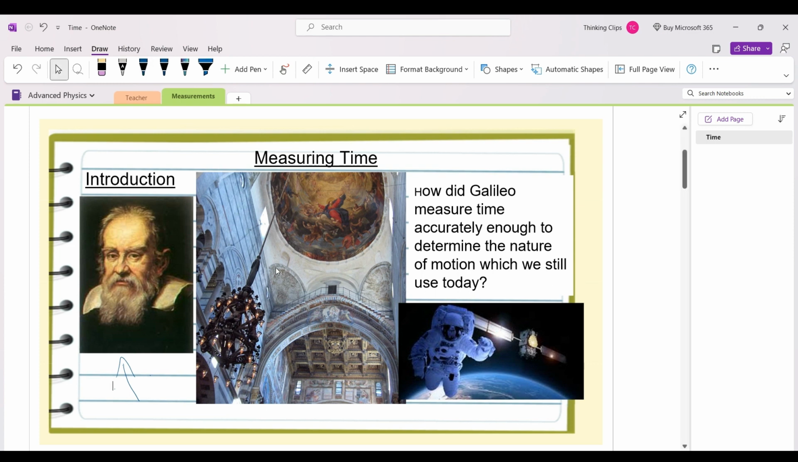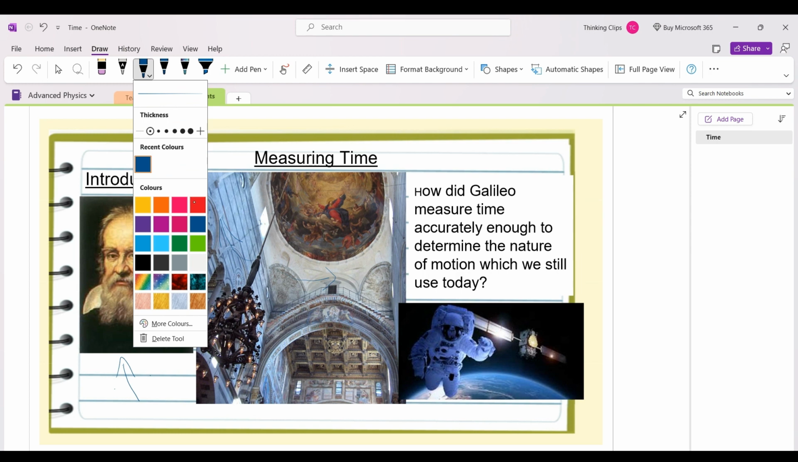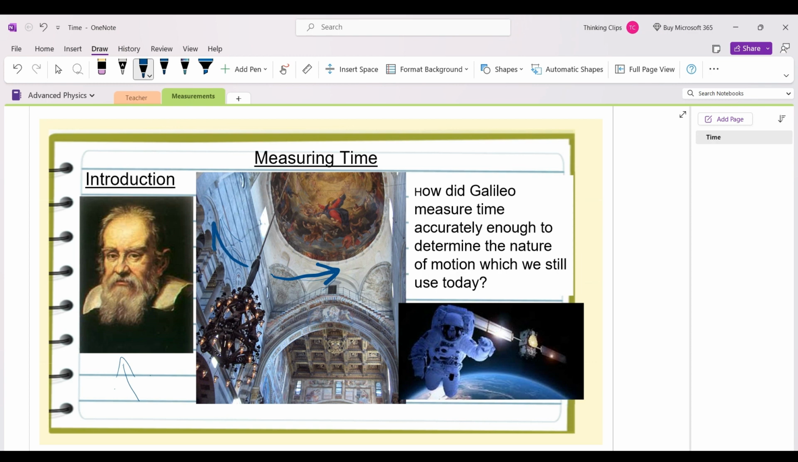Now he noticed this apparently when he visited cathedrals like the Sistine Chapel, and noticed that the periodic motion of these chandeliers swaying from the ceiling gave a constant time period.